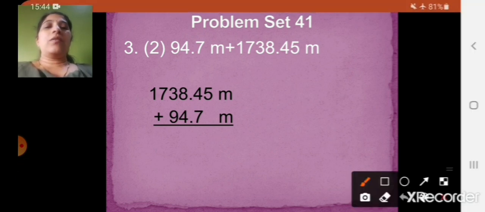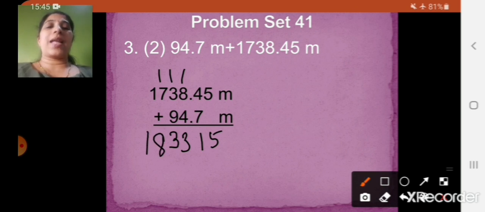Now carry out the addition. 5 and there is no number, so you will write it as 5 as it is. And then 4 plus 7 is how much? 11. So 1 written down, 1 carried over. 1 plus 8 is how much? 9. And 9 plus 4 is 13. So 3 written down, again 1 carried over. 1 plus 3 is how much? 4. 4 plus 9 is 13. So again 3 written down, 1 carried over. 1 plus 7 is how much? 8. And the next number is 1, so you will write it as it is.